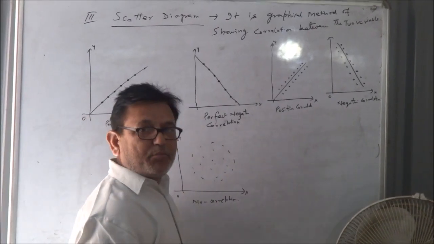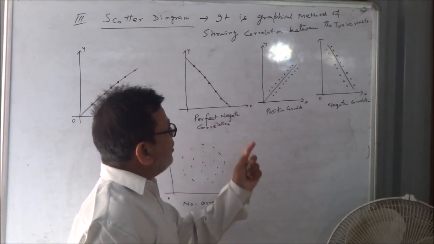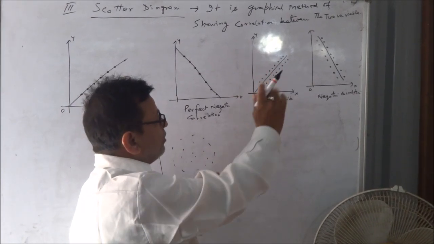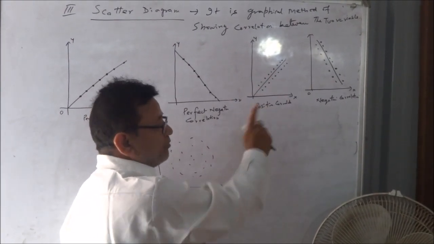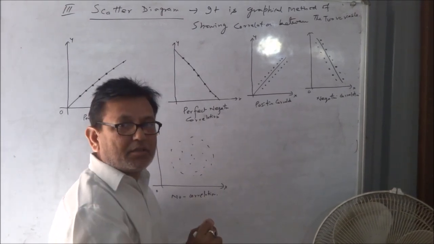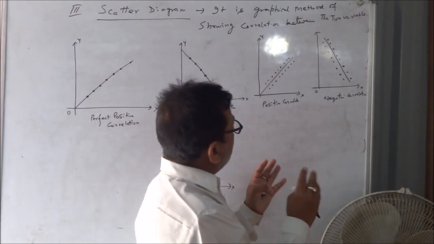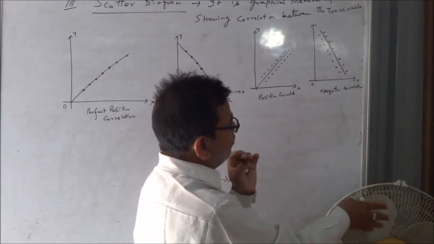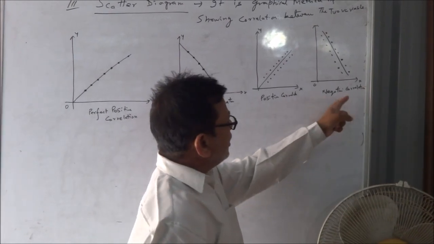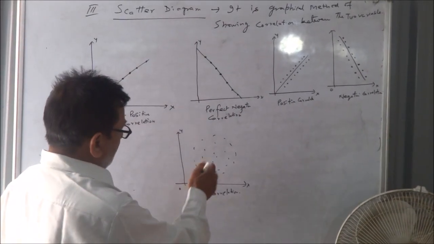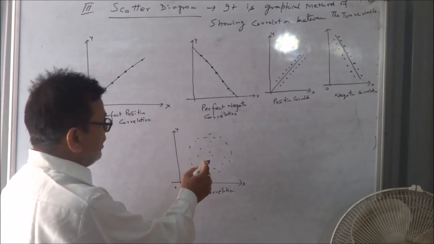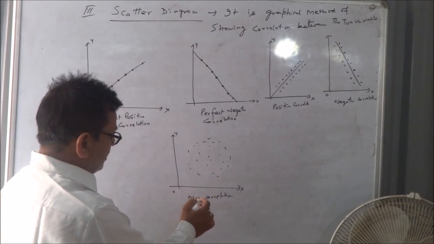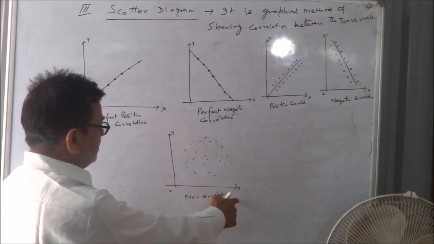If the plotted points fall in bands from the lower left hand corner to the upper right hand corner, that shows positive correlation between the two variables x and y. If the plotted points fall in bands from the upper left hand corner to the lower right hand corner, it will show negative correlation. If all the plotted points lie in a scattered way in the xy plane, then it shows there is no correlation between the variables x and y.